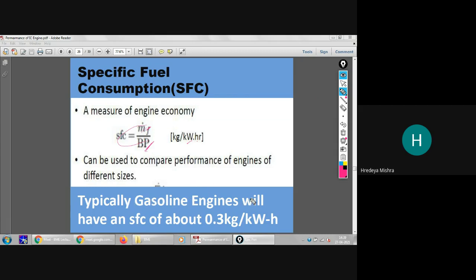Typically a gasoline engine will have a specific fuel consumption of about 0.3 kg per kilowatt hour. So this is important. What is the unit of specific fuel consumption? This is the unit, kg per kilowatt hour. That is a good question.